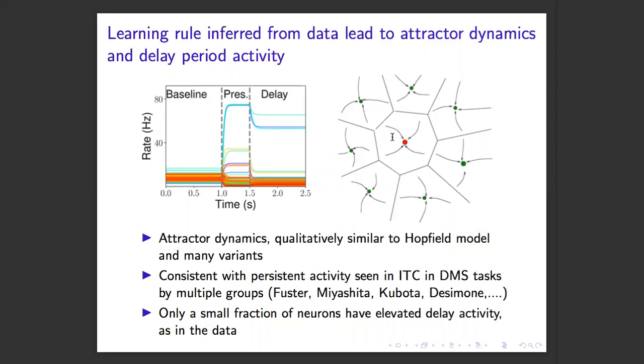So you have here a background state that's uncorrelated with all the stored patterns. But then you also have other attractor states that are correlated with the patterns that are stored in memory.